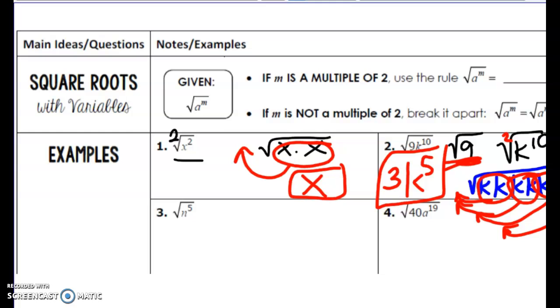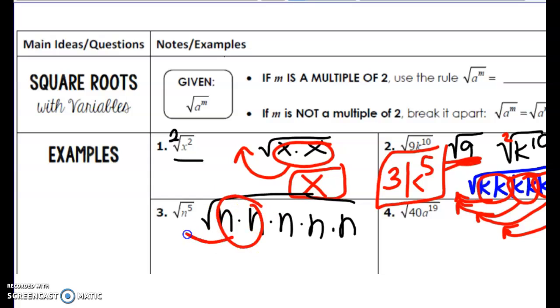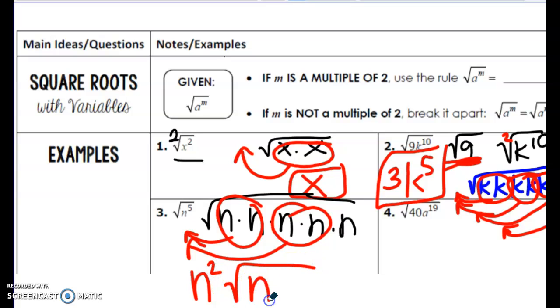So what about this one? n to the 5th. I could, if I needed to, write that as n times n times n times n times n. So I see that I can pull out 1 pair, 2 pairs, and I have 1 left over. Well, that's fine. So n squared is what pulled out, and I still have 1 left over. It didn't have a pair, so it has to stay in there.